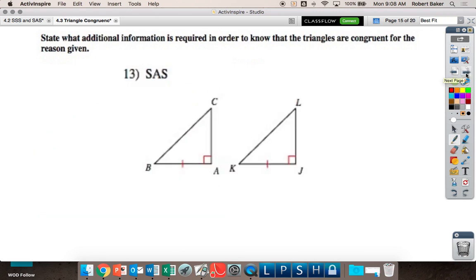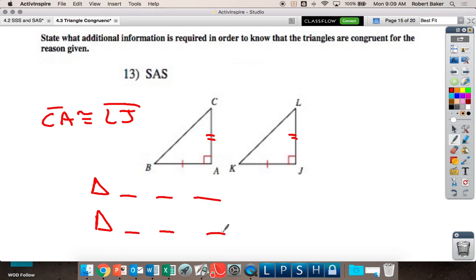I want to use the side angle side shortcut. What other side do I need? If CA is congruent to LJ, that gives me the side angle side shortcut, side angle side. And you need to write a congruent statement. This one should be not as terrible because they're written in the same orientation. So start at the same place and go in the same order.